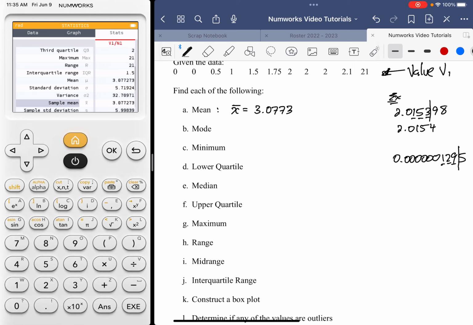All right, so 0.12345 zeros. The 5 is going to cause the 9 to go up, which is going to cause the 2 to become a 3, so this would be 130.